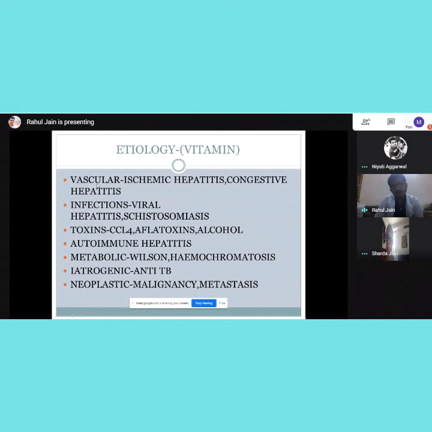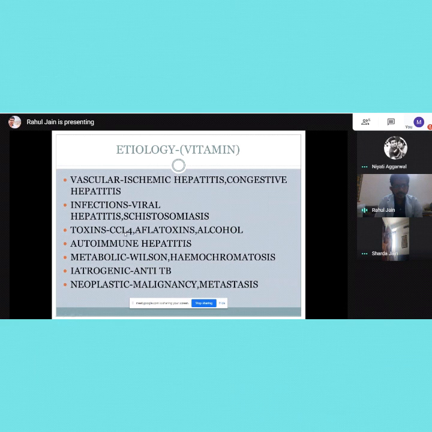So when the right-sided heart failure won't be able to pump the blood and take the blood from the liver, the liver will get congested and will cause congestive hepatitis. Ischemic hepatitis, when there is less blood supply to the heart, maybe in case of cirrhosis. Then infections like viral hepatitis that we'll be discussing today, and there's schistosomiasis, even some bacterial infections, parasitic infections are also part of infections like amoebiasis and Entamoeba histolytica, hydatid disease, and all those things.